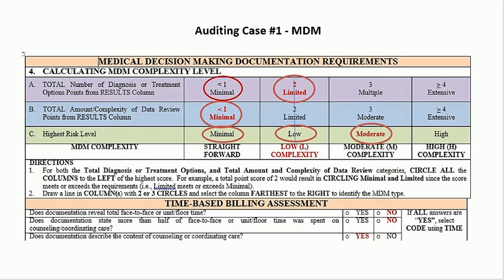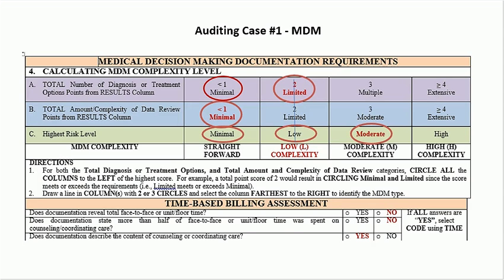To determine the overall medical decision making, the directions in this section tell us to circle all of the columns to the left of the highest score for each element of MDM. The column containing 2 or 3 circles farthest to the right determines the overall MDM. When we apply this case to the table to determine the overall MDM, 2 of the 3 components are met in the low complexity column, and therefore the medical decision making assigned to this case is low.